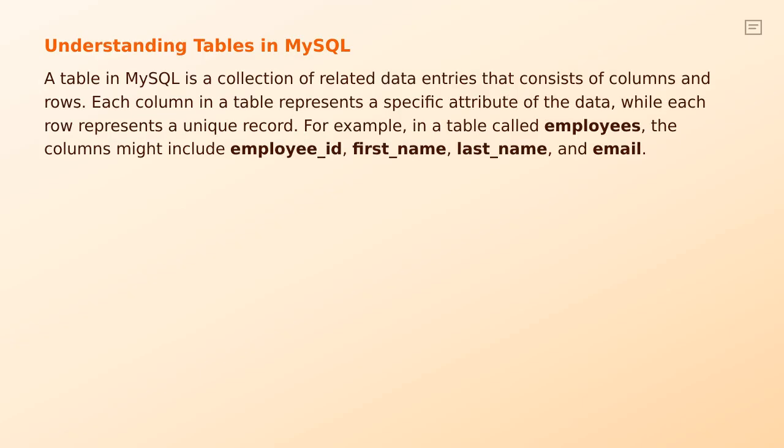This section covers understanding tables in MySQL. A table in MySQL is a collection of related data entries that consists of columns and rows. Each column in a table represents a specific attribute of the data, while each row represents a unique record. For example, in a table called employees, the columns might include employee_ID, first_name, last_name, and email.